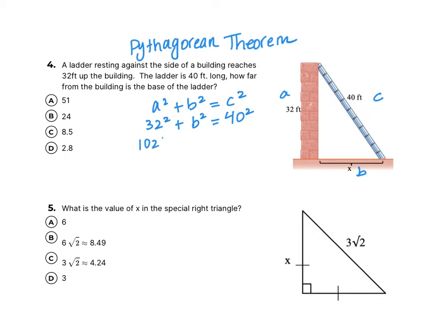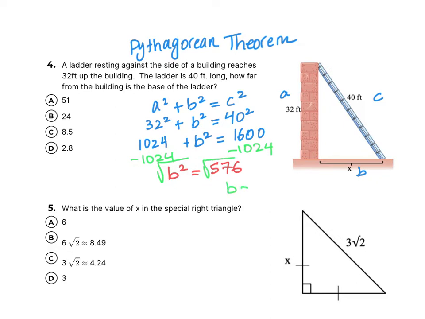1024 plus b squared equals 40 squared, which is 1600. Now to solve for b squared, I'm going to subtract 1024 from both sides. So b squared is equal to 1600 minus 1024, which is 576. That is the b squared. So to solve for b, I'm going to take the square root of both sides, and b is equal to the square root of 576, which is 24. So the missing side in here is going to be 24.